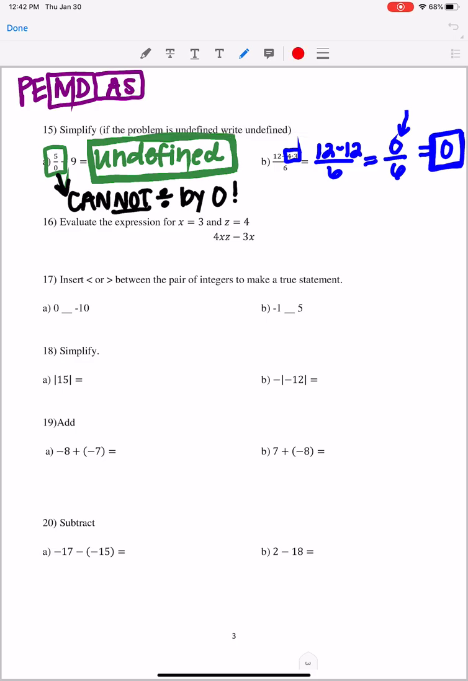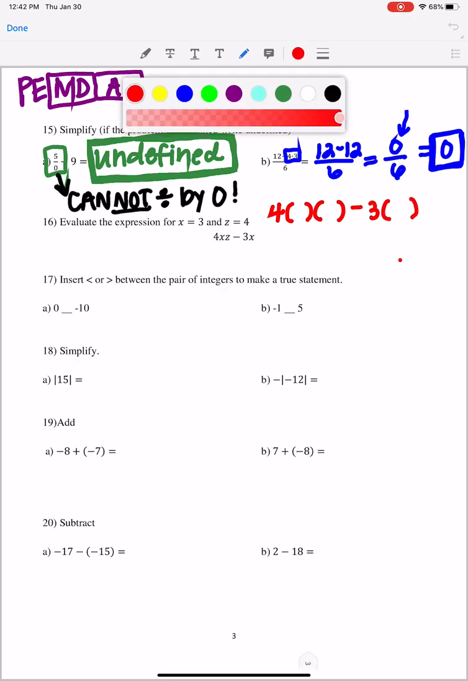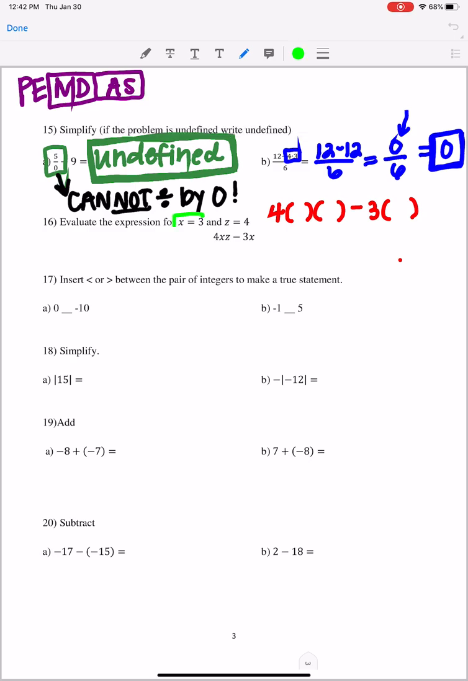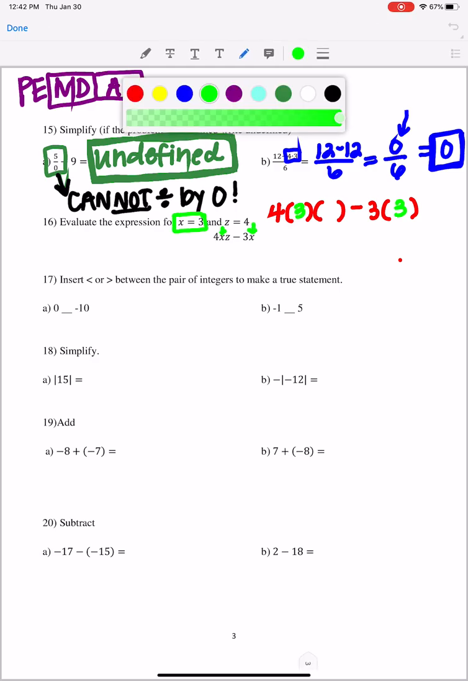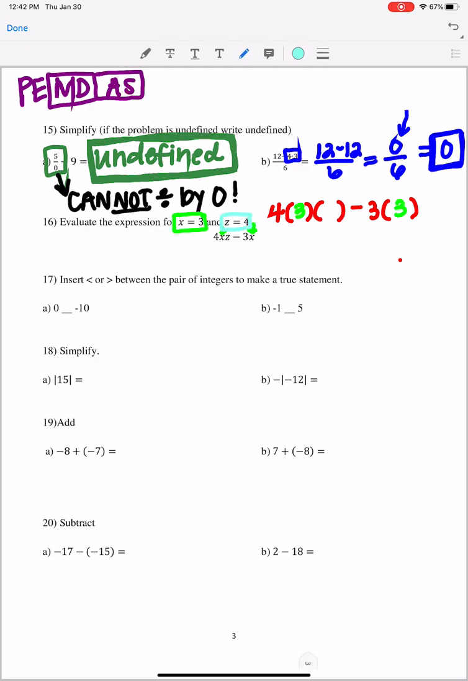Evaluate the expression for x equals 3, z equals 4. So I've got 4 times, I'm going to plug in my x here, times my z here, minus 3 times x. So plug in your information. X equals 3. So in place of this x and this x, I'm putting in a 3. Z is 4, so in place of this z, I am putting 4.